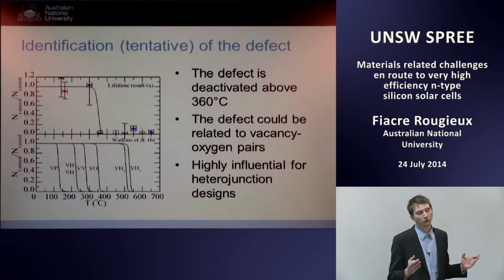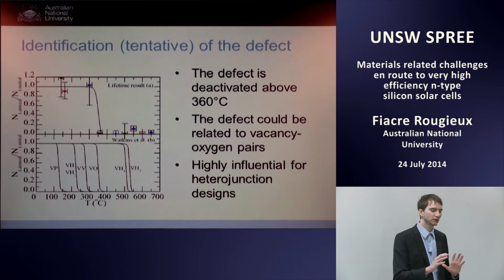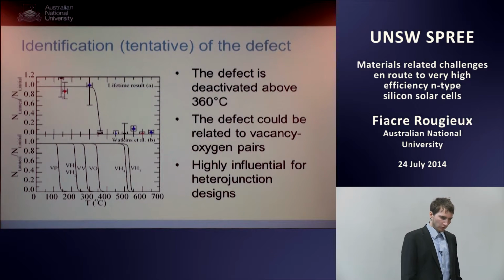Of course, for a standard homojunction process, because of the diffusion, this defect will be deactivated, so we don't have to worry too much about it. Although potentially we could recreate it at lower temperature, for example during moduling or during other low temperature passivation steps. Okay, so if that's clear, I'm going to move to the next section.